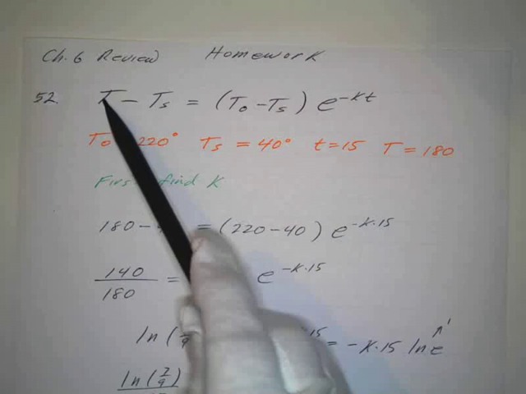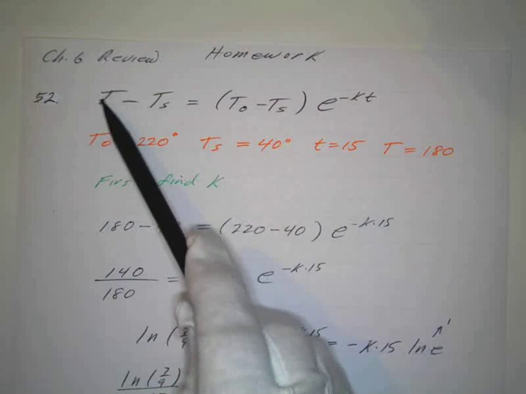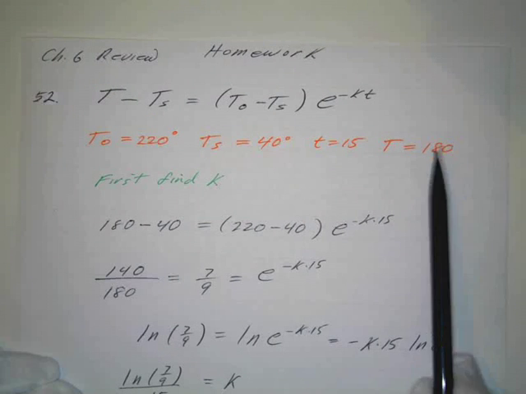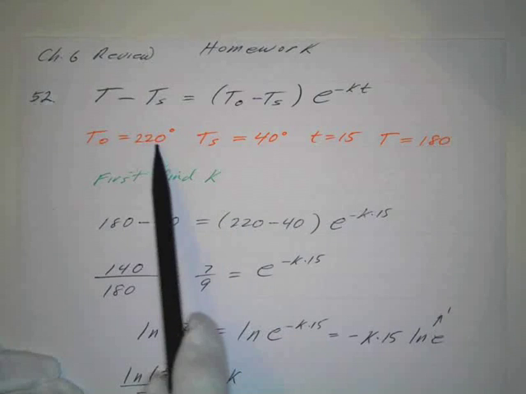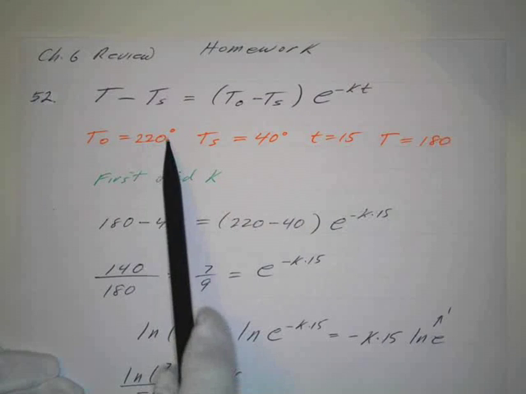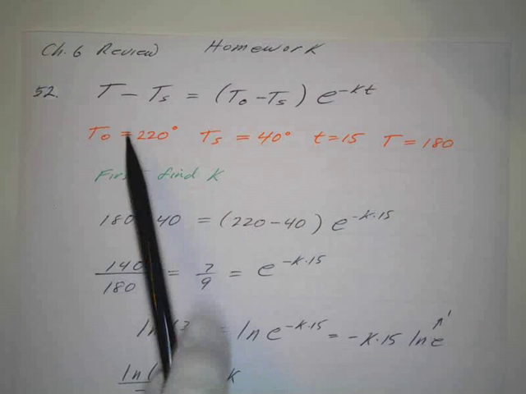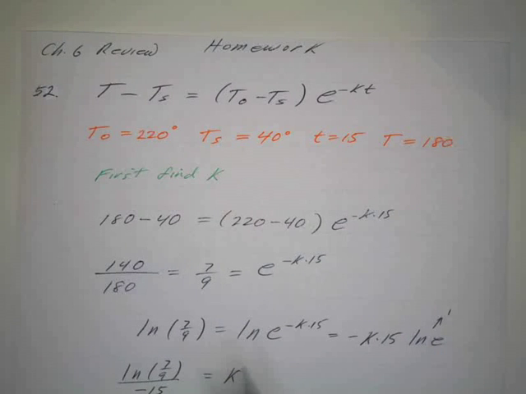the temperature we had for the pie after 15 minutes. So when t is 15, the temperature of the pie was 180. The initial temperature right out of the oven was 220 degrees, and the temperature on the breezy porch was 40 degrees. That's my surrounding temperature. Okay, so first of all, we have to identify these.